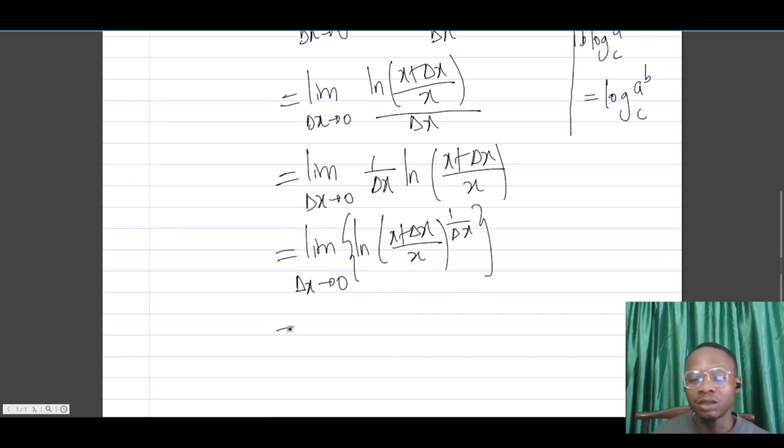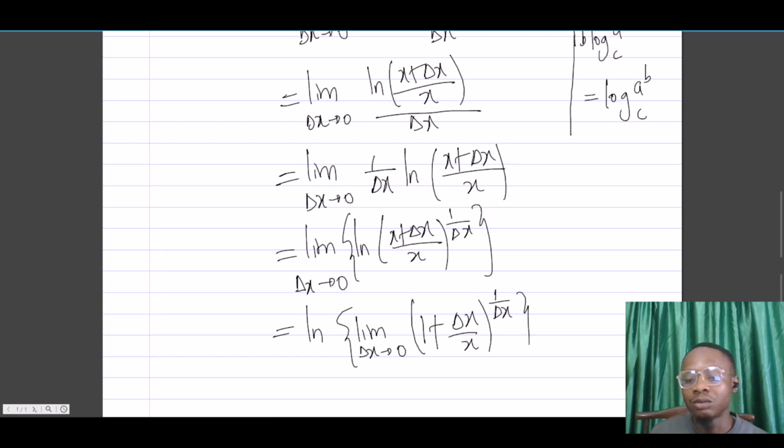So this is basically going to be equal to the ln of the limit as delta x approaches 0 of what we have here, which is x plus delta x. So if I divide by x, that's x divided by x, which is 1, plus delta x divided by x, then to the power of 1 over delta x. So we have all of this, and we'll take the ln of it when we have obtained what this is going to be. Okay, so that simplifies our work considerably.